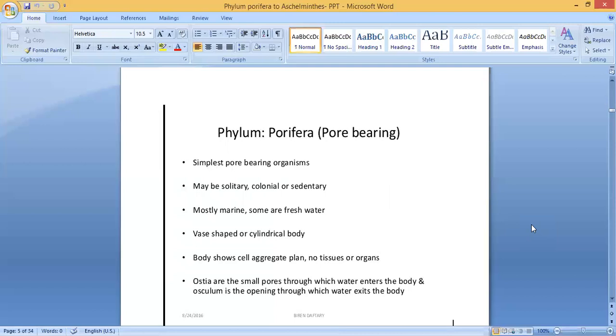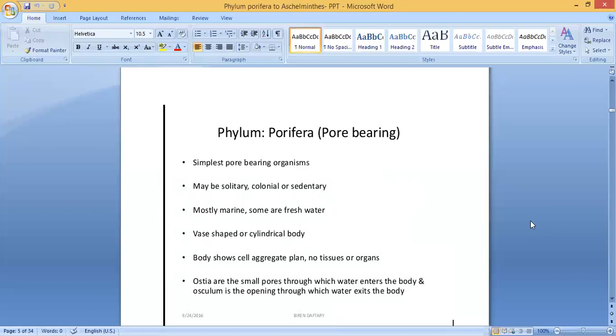They may be solitary, colonial, or sedentary. Solitary means existing alone or single. Colonial means in a colony or in groups. Sedentary means the body of the organism is attached to a substratum. That is the meaning of sedentary. So in this group the organisms may be solitary, single, or colonial, in groups, or sedentary, with the body attached to a substratum.